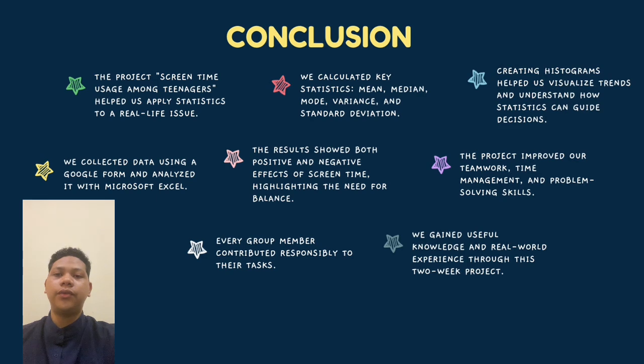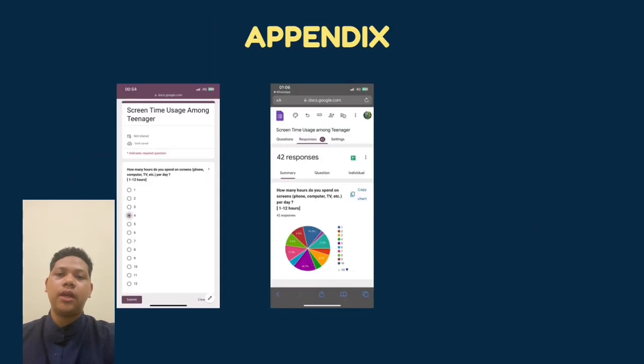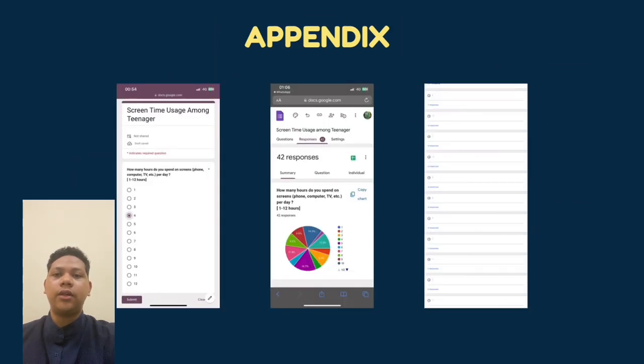Now we move to the appendix. The appendix section includes supporting materials that back up our analysis. This consists of the original survey questions and raw data from the Google Form. These resources serve as evidence of our process and help validate the results we presented. They also demonstrate the practical steps we followed, from beginning the survey, collecting responses, applying statistical formulas, to constructing visual graphs like the histogram.